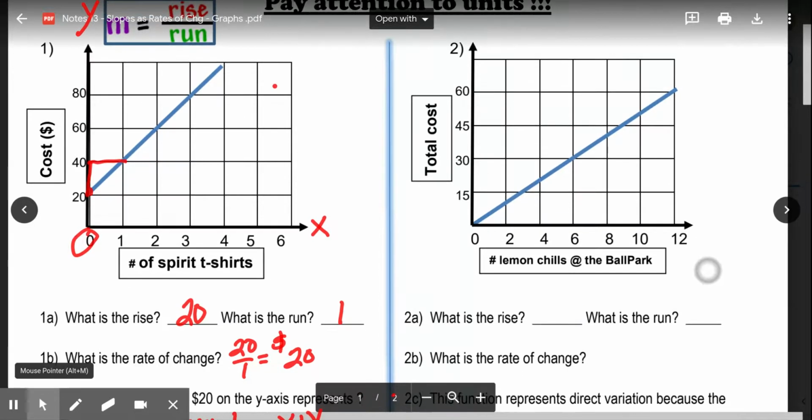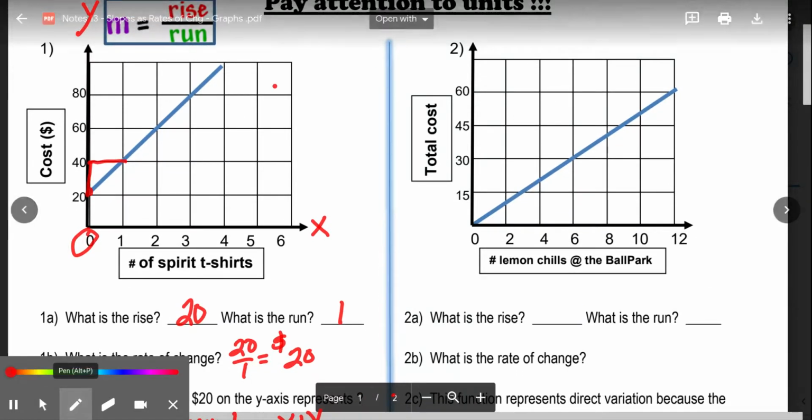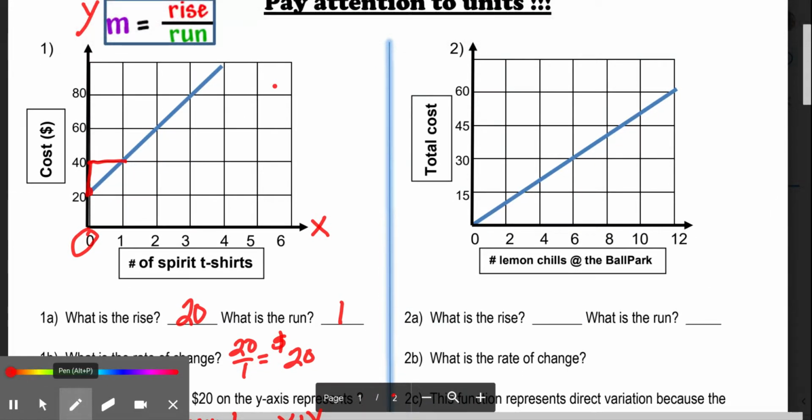All right, let's go ahead and look over on problem 2. Problem 2 says we're talking about lemon chills at the ballpark and the cost of it. So now on this, on your x-axis, you need to take a look that these are gone by 2s. They're not gone by 1s like in problem number 1. And then the y value here is gone by 15s. So we can actually start at 0 because that's where the line begins.